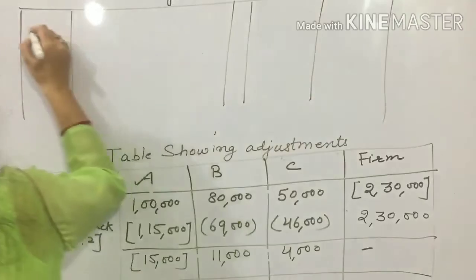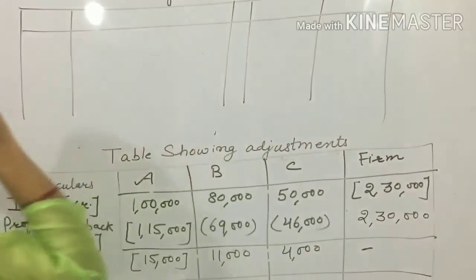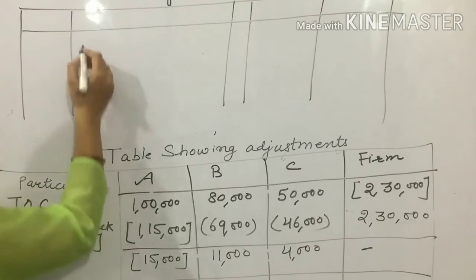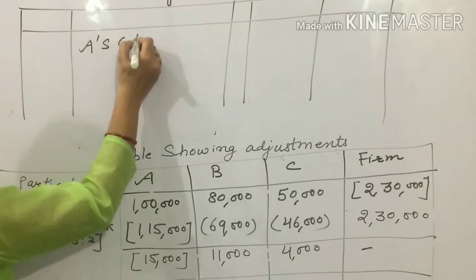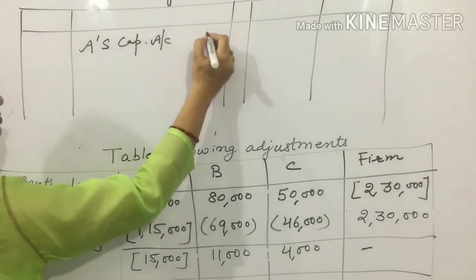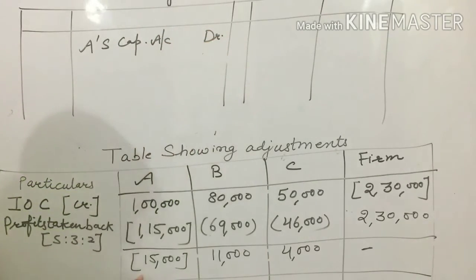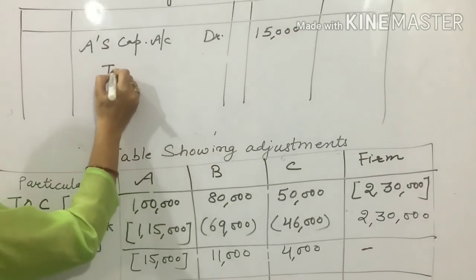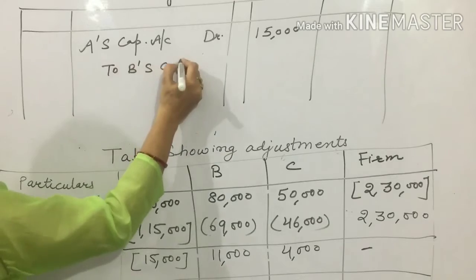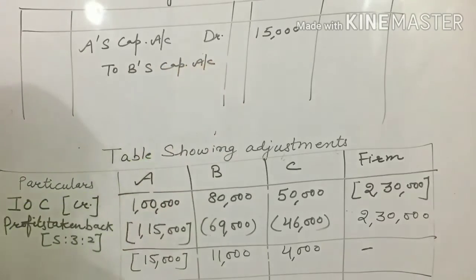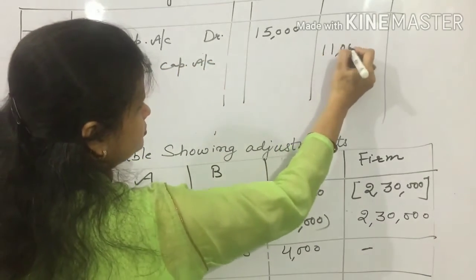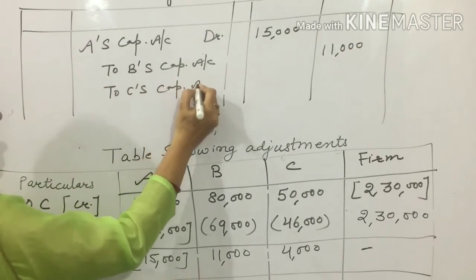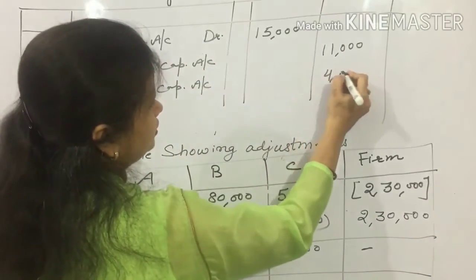Format already all of we know whenever we have to pass the entry. Who is debited? A's capital account debit. It will be debited with 15,000. And what about B and C? To B's capital, it will be 11,000. To C's capital, it will be 4,000.